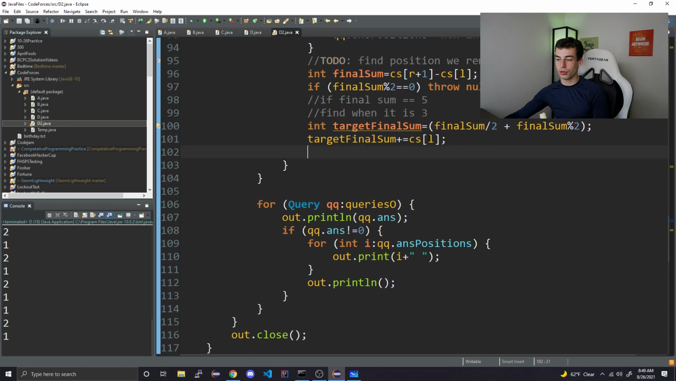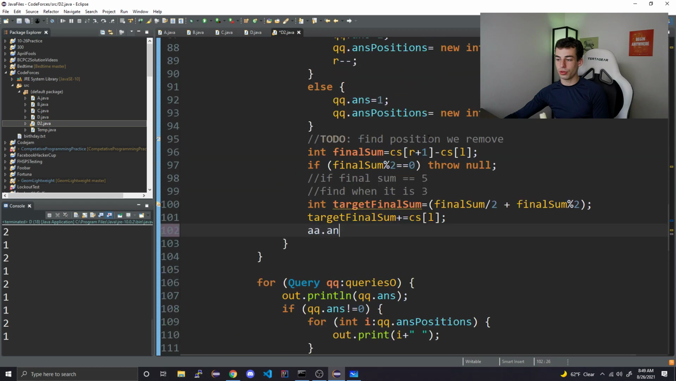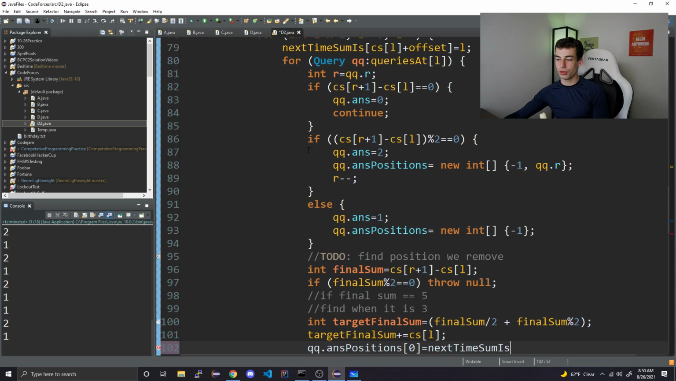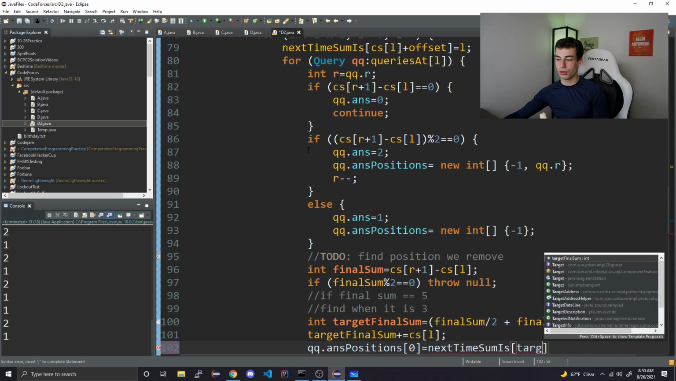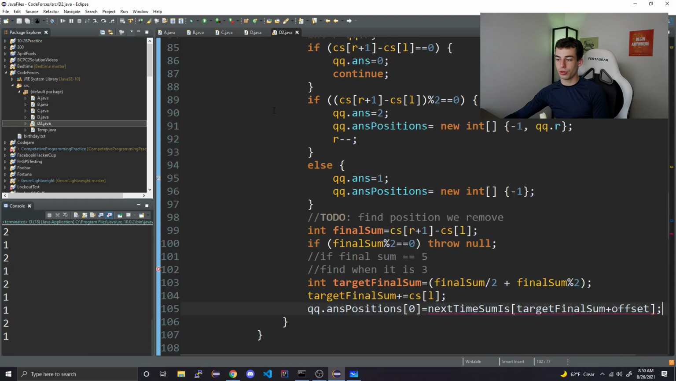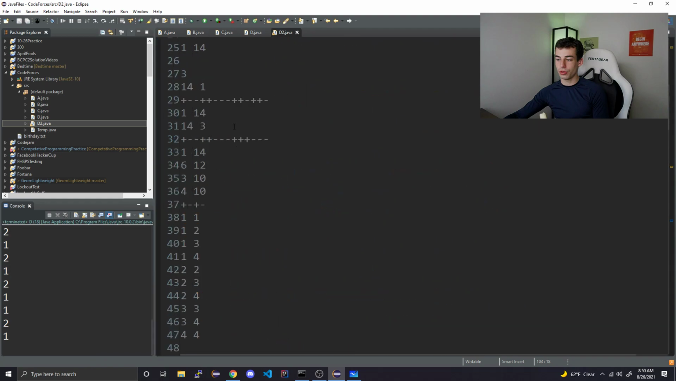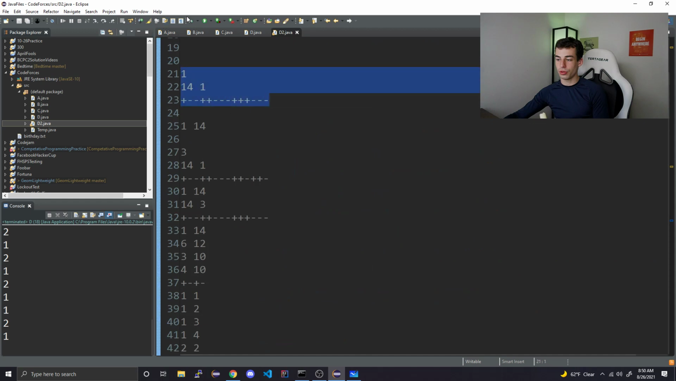So then qq.ans positions at 0 equals target final sum equals next time sum is target final sum plus offset. Looks good. Then we should be fine. Okay. I think this works.